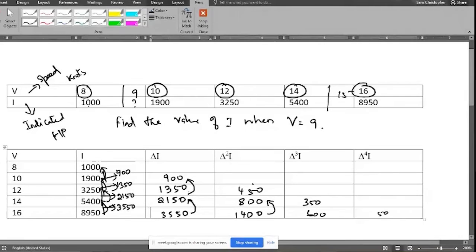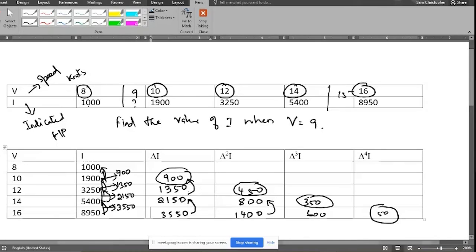Okay, so it will be easy to calculate. Next, after doing this, you have to circle the top ones. Just circle the top ones: 900, 450, 350, 50.